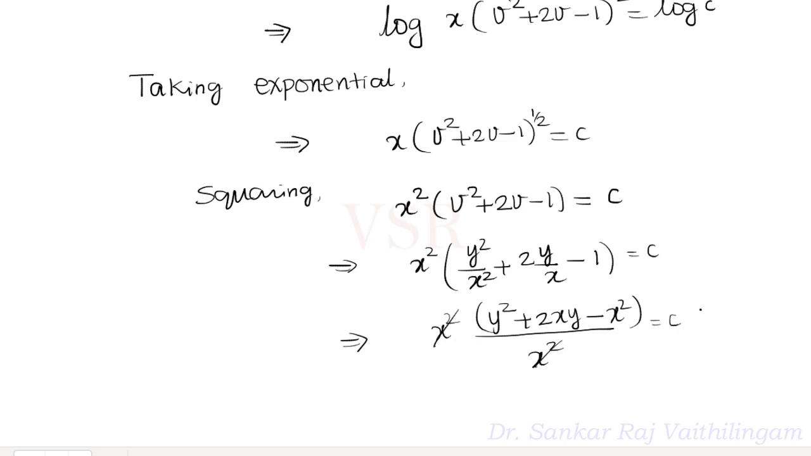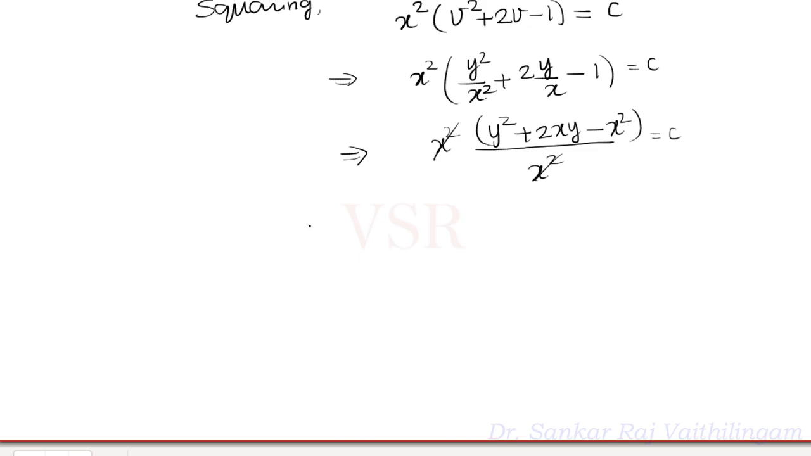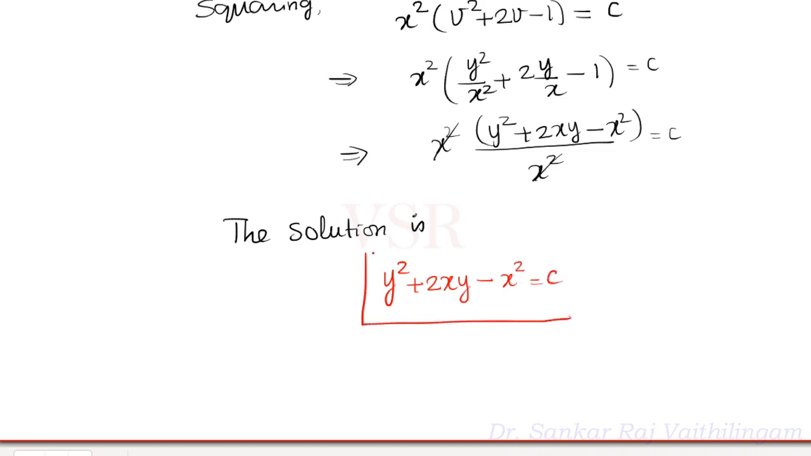So hence the solution is y square plus 2xy minus x square which is equal to c. So this is my solution. Okay.